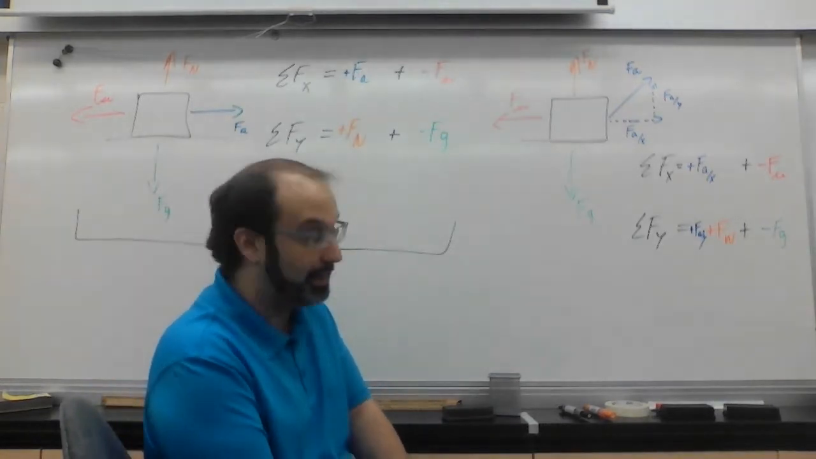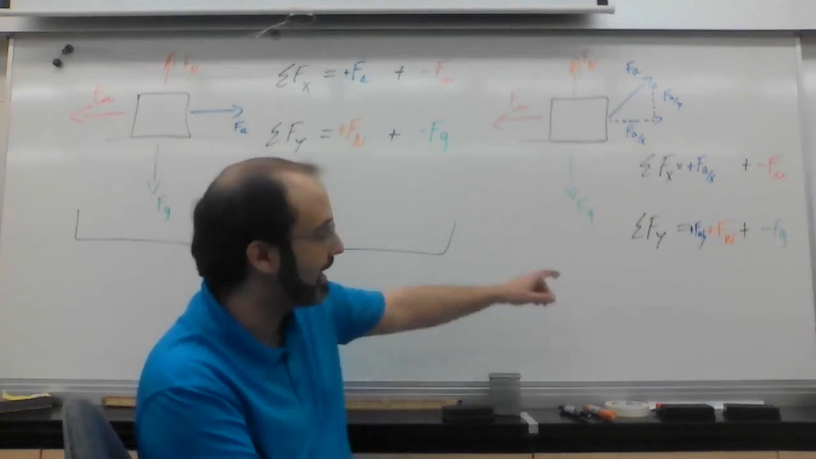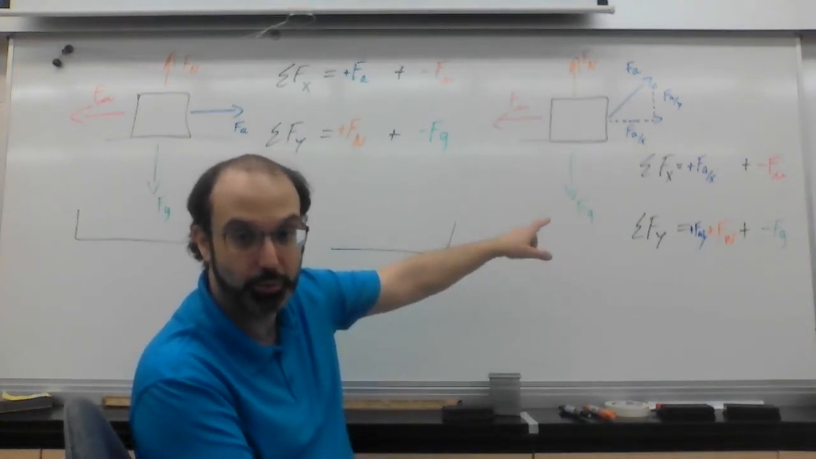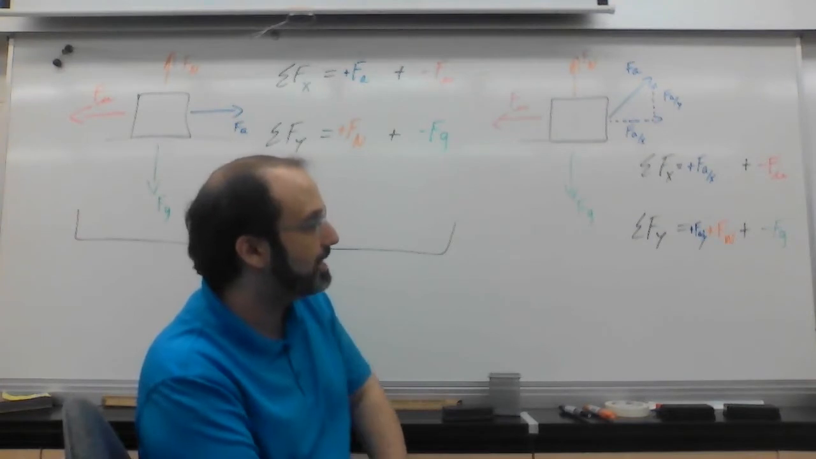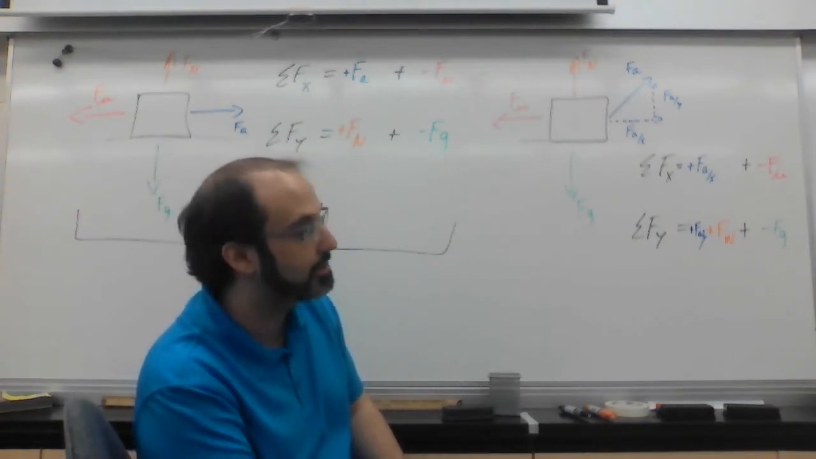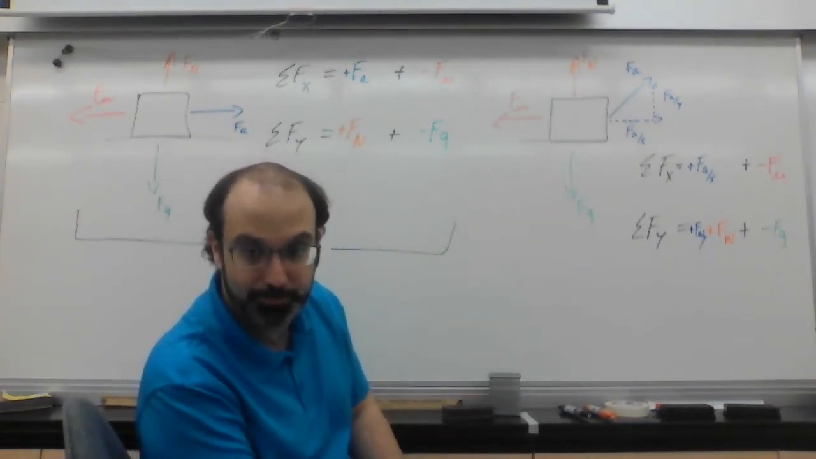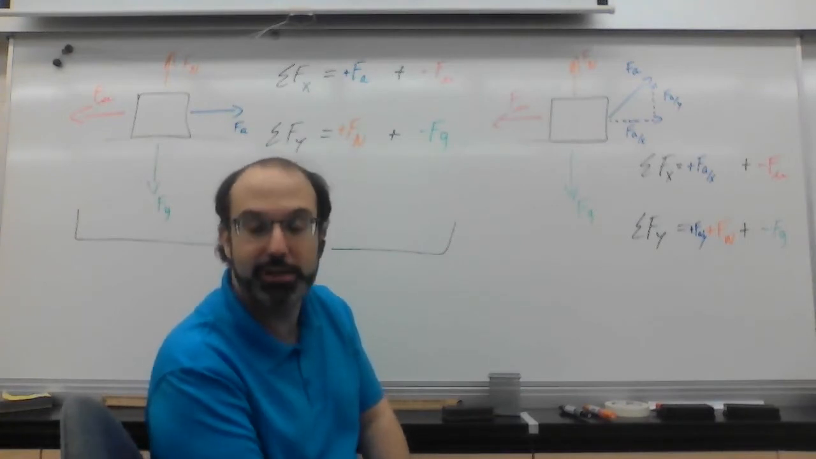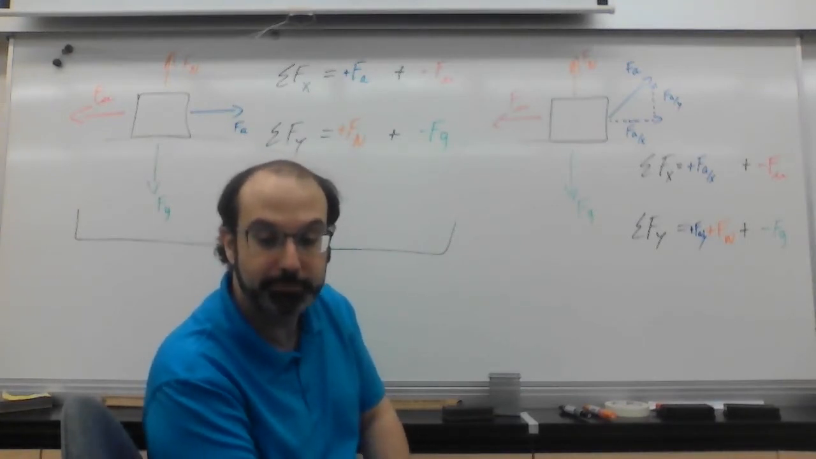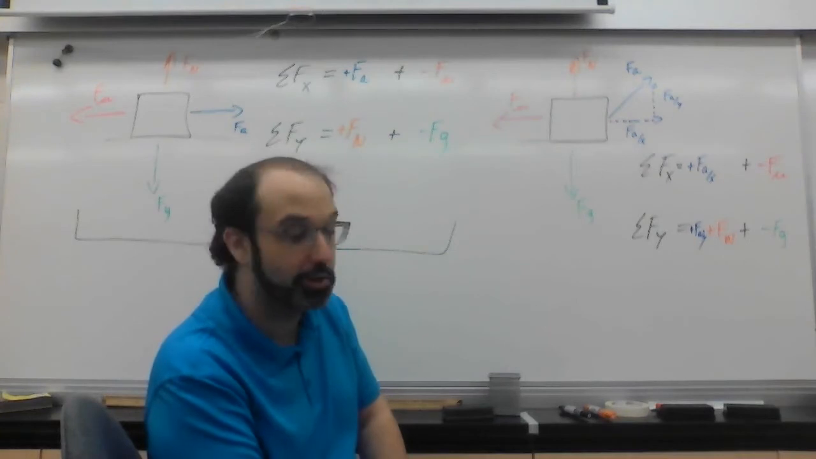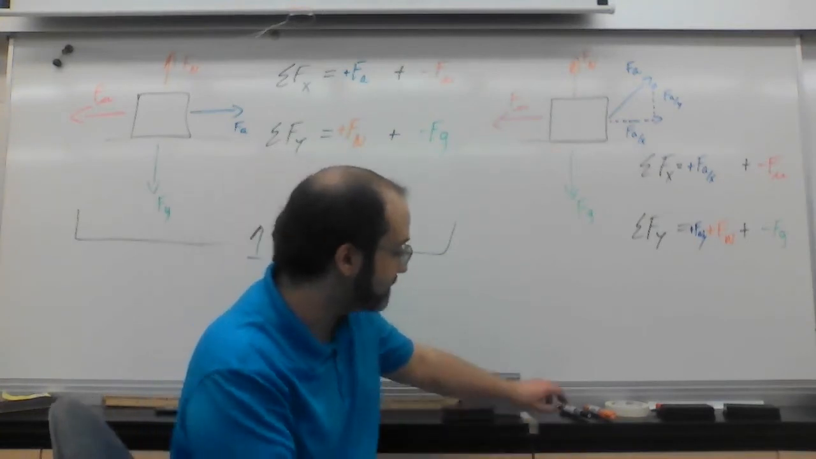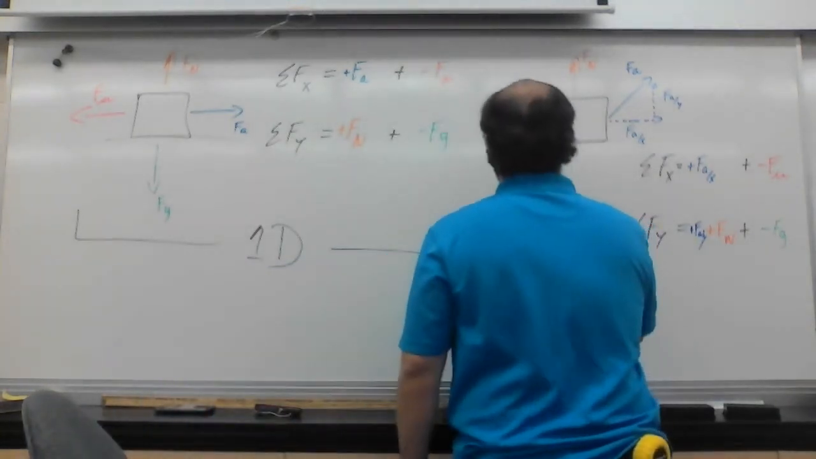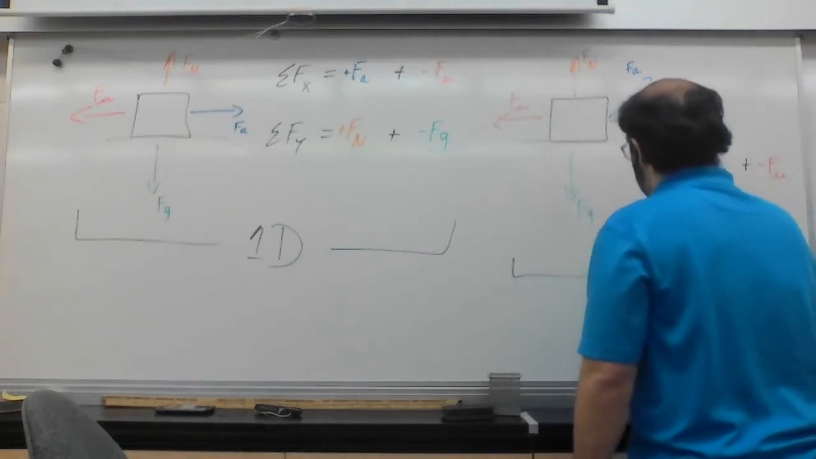Yeah, you do. Everything that goes up or down is added in the sum of y, because y is up or down. Anything that goes left or right is added in the sum of x, because that's what it means. It means add everything in x. That's it. That's all you do. So this is 2D.